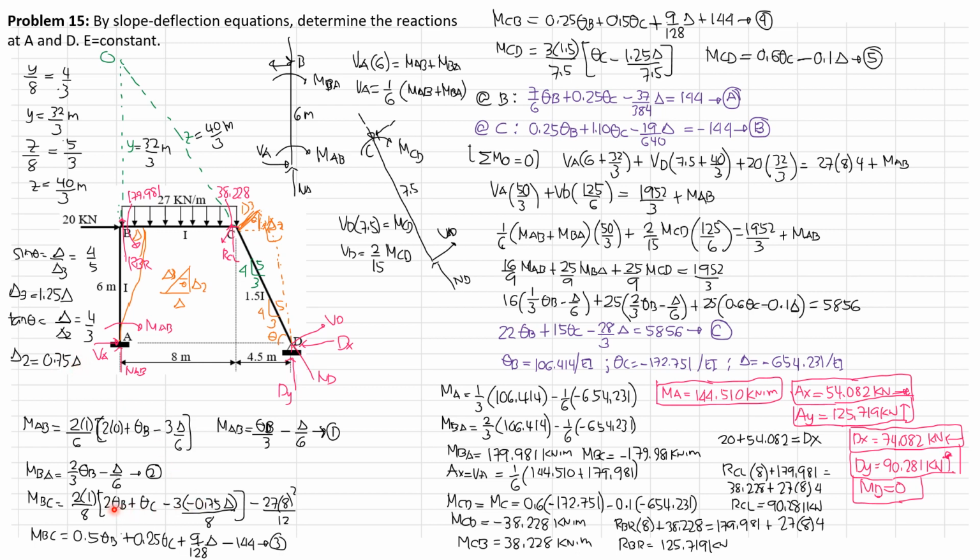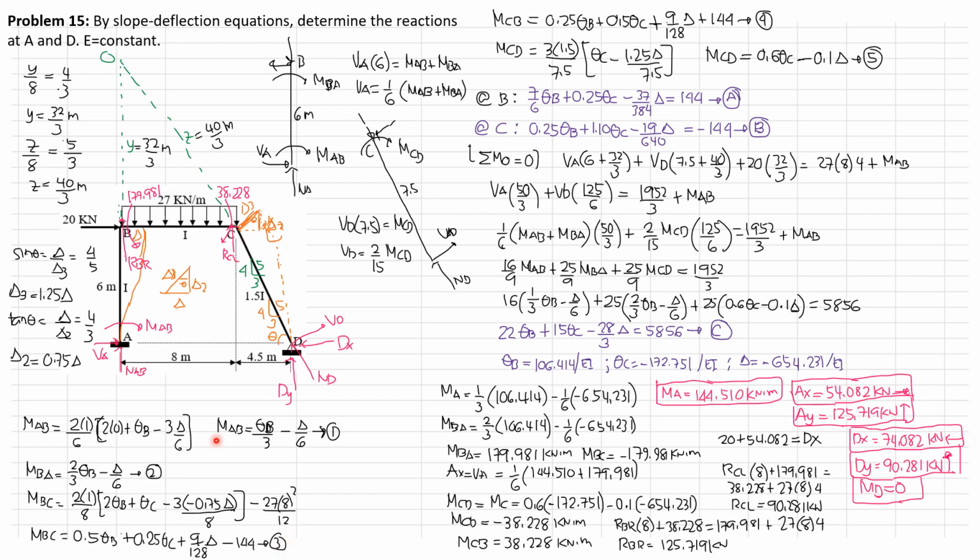So that's why we have for MBC, 2 times 1 over 8, 2 theta B plus theta C. Since the rotation of BC is counterclockwise, we treat delta 2 negative, so minus 3 times negative 0.75 of delta over L8, then plus fixed moment B of BC, which is negative at the left, so negative W 27 L square over 12. Simplifying, we have 0.5 of theta B plus 0.25 theta C plus 9 over 128 of delta minus 144. So we'll call this equation 3.